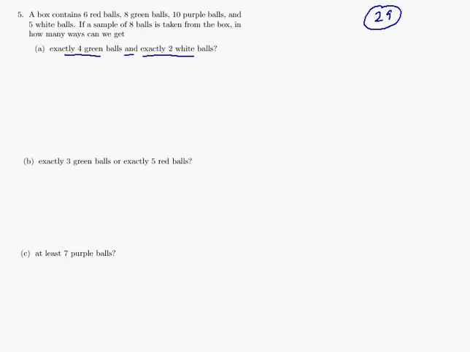So, and is the key word here. So we want all this happening at the same time. Since we're not concerned about order, it's a combination. We had a total of 8 green to start with. We want 4 of them. And then times, we had a total of 5 white to start with.